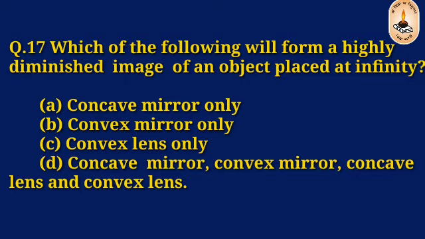Question number 17. Which of the following will form a highly diminished image of an object placed at infinity? Concave mirror only, convex mirror only, convex lens only, concave mirror, convex mirror, concave lens and convex lens. The right answer is D.